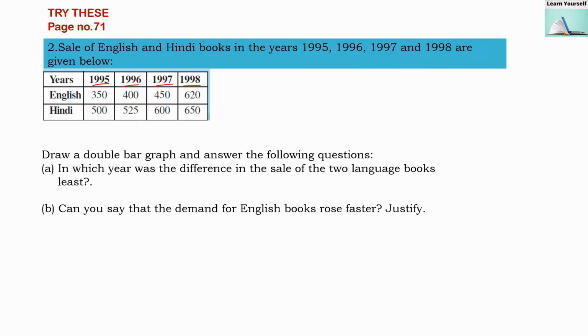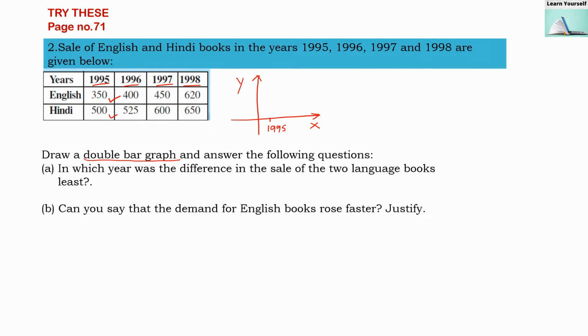Draw a double bar graph and answer the following questions. So first we have to draw a double bar graph. Why is it a double bar graph? Because, as you can see, in 1995 we have the sale of two types of books, English books and Hindi books. So it will come something like this. This is our x-axis, this is our y-axis. On the x-axis we are going to write these years: 1995, 1996, 1997 and 1998.